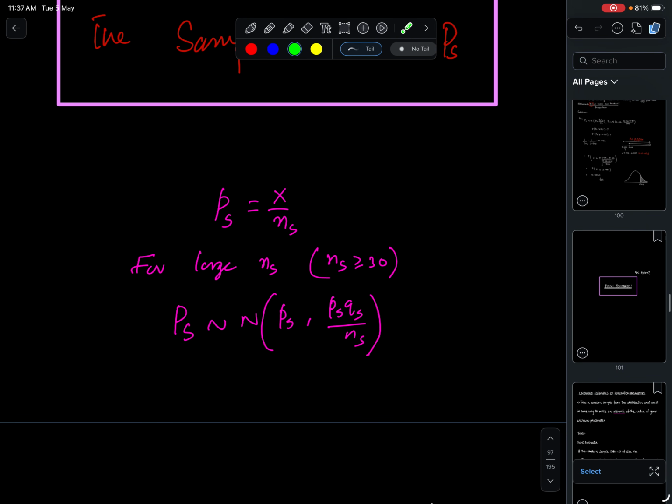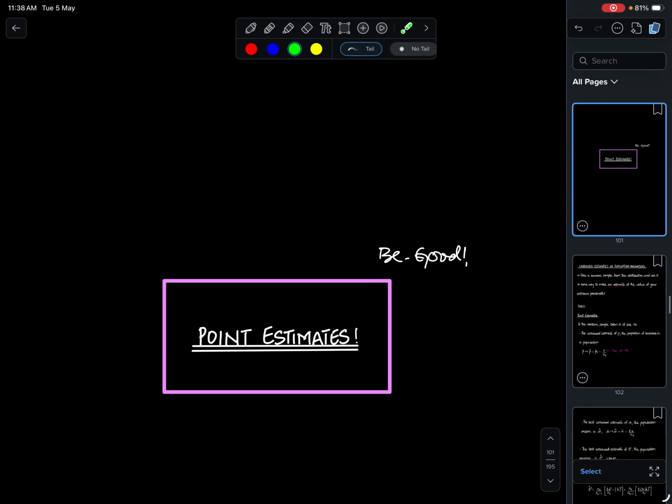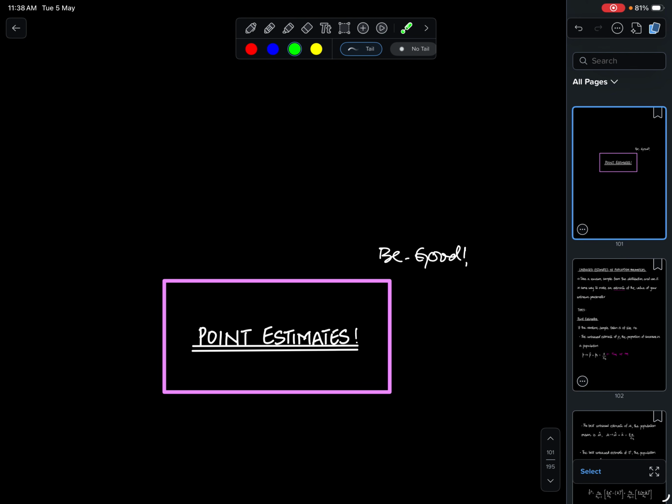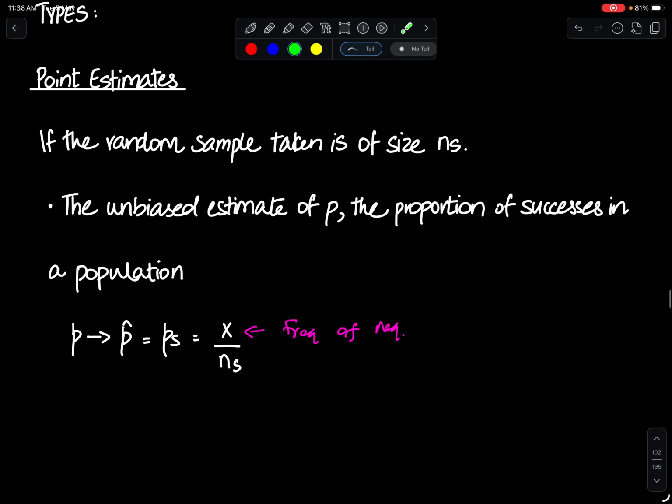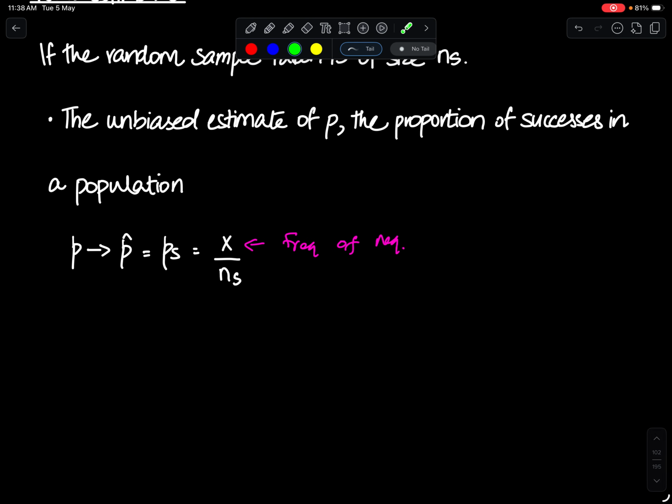Now, unbiased estimates, point estimates. This is the first formula of point estimate. If the binomial p is unknown, we write p cap. This means an estimate of p. This is Ps, the sample proportion.